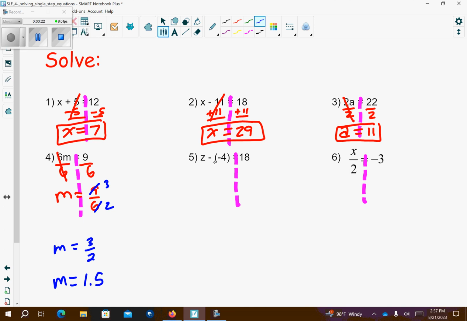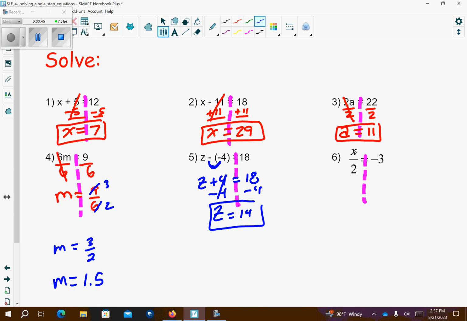For problem number 5, we need to recognize that I have a negative like that, so this is going to become z plus 4 because the two negatives make each other a positive. And then we're going to go ahead and subtract 4 from both sides. That's the opposite operation. So I'm going to get z is equal to 18 minus 4, which is 14.